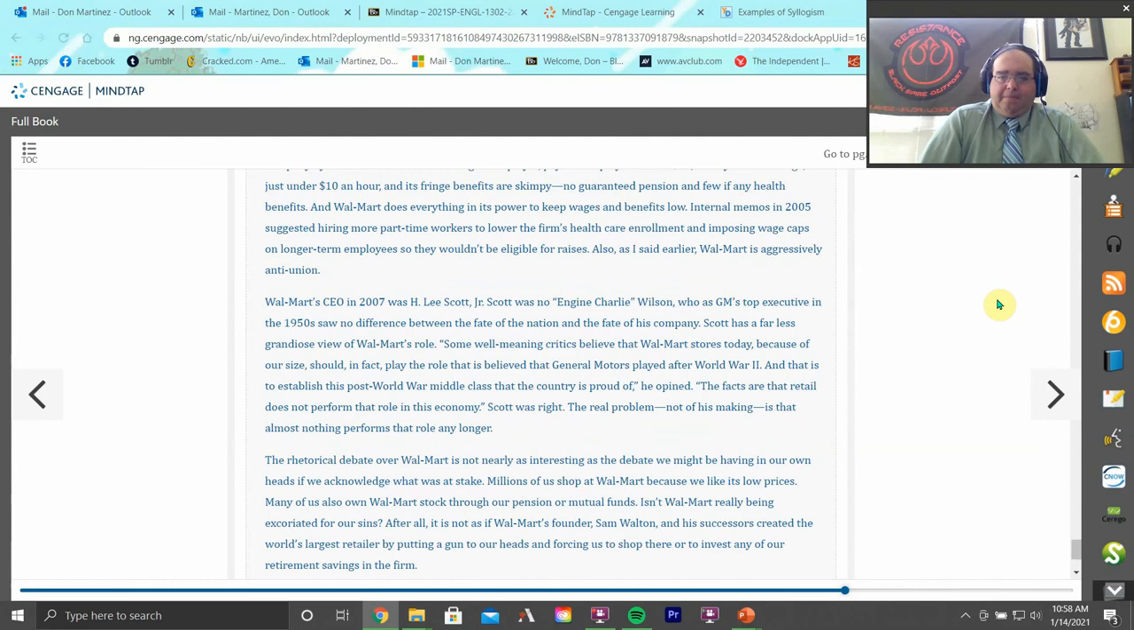Some well-meaning critics believe that Walmart, because of its size, should in fact play the role that is believed that General Motors played after World War II. And that is to establish this post-World War II middle class that the country is proud of, he opined. The facts are that retail does not perform that role in this economy. Scott was right. The real problem, not of his making, is that almost nothing performs that role any longer. A rhetorical debate over Walmart is not nearly as interesting as the debate we might be having in our own heads if we acknowledge what was at stake.